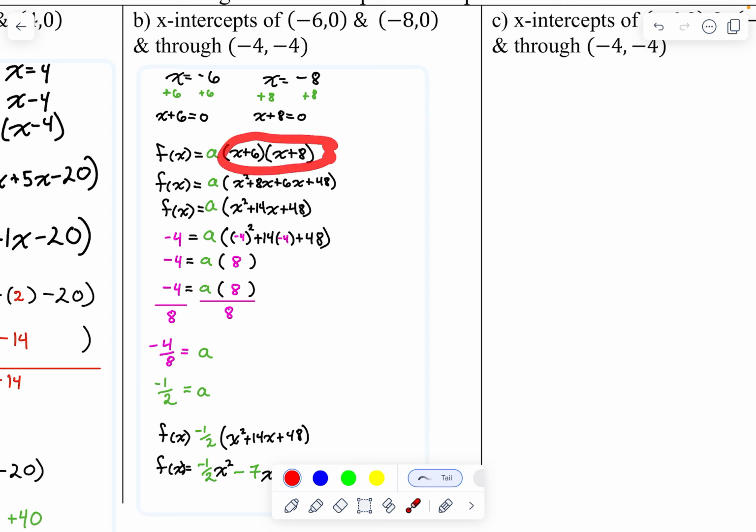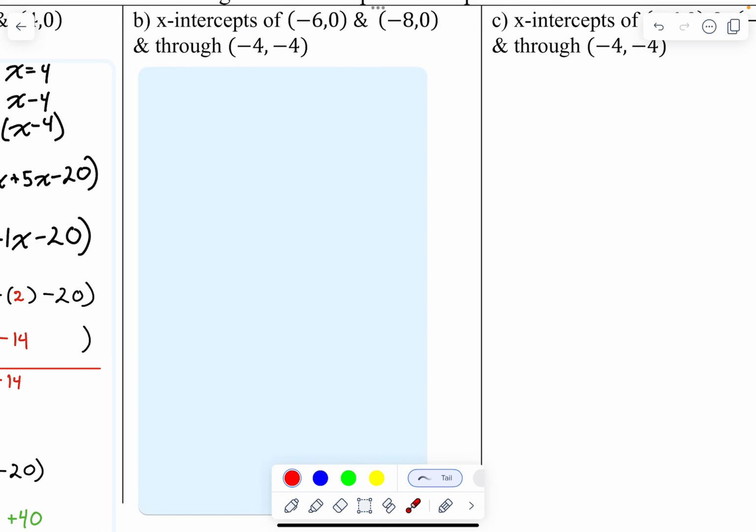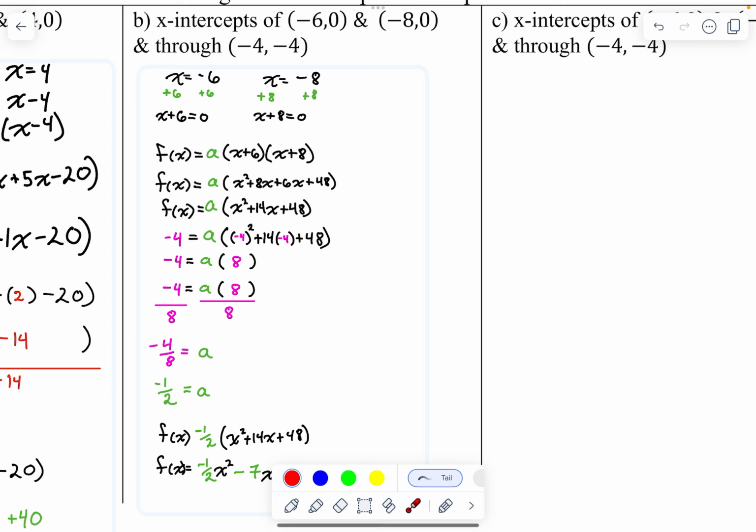I'm going to take x plus 6 times x plus 8 and FOIL it out. And then I'm going to combine my like terms. And then, and only then, I'm going to take my x value, -4, and replace all of my x's with parentheses and put a -4 inside, and replace my y value with -4. So if I evaluate this, -4 squared plus 14 times -4 plus 48, I just get a nice clean 8 times a is going to equal -4.